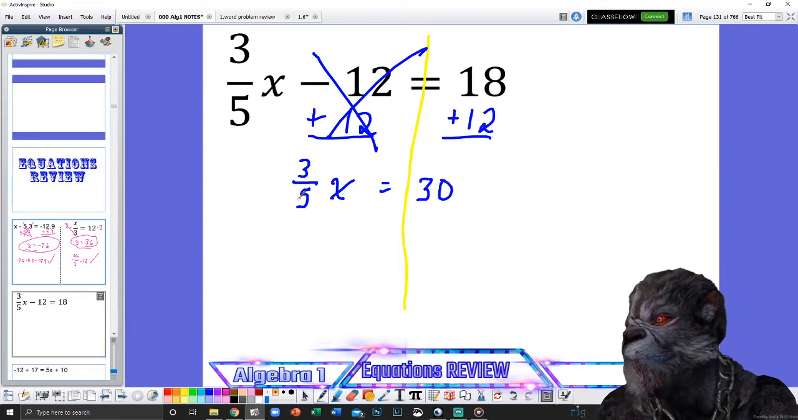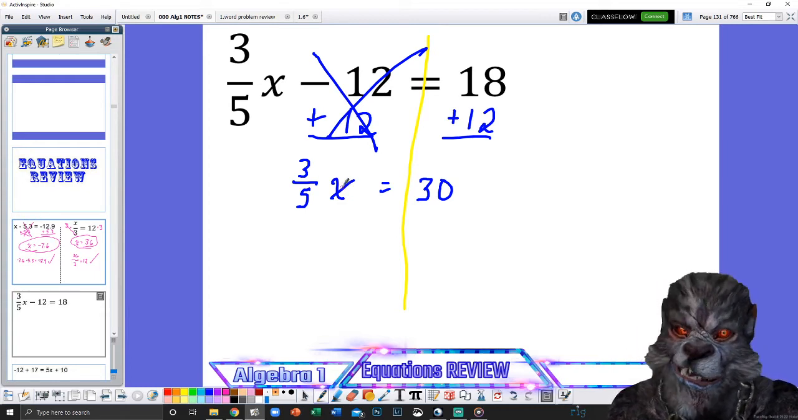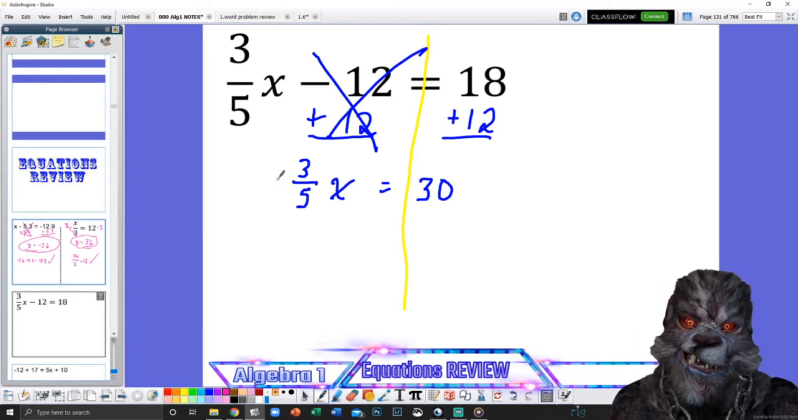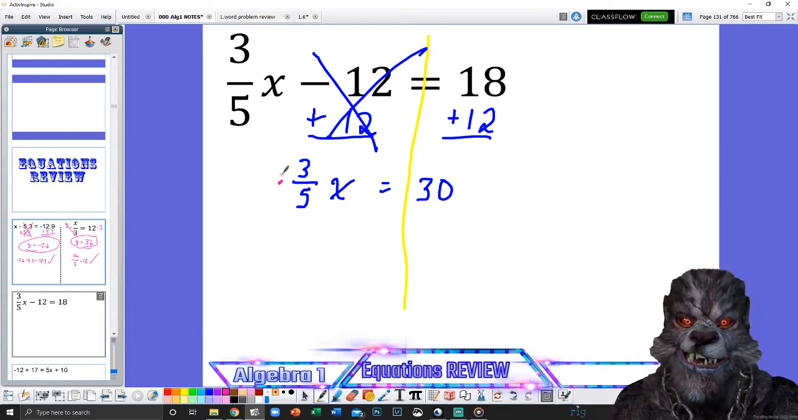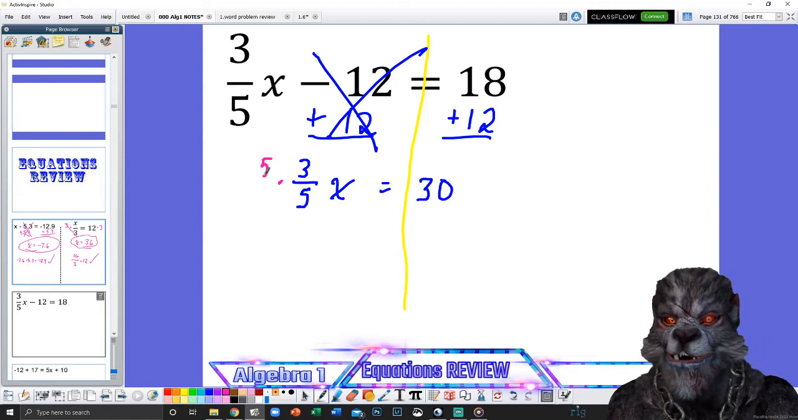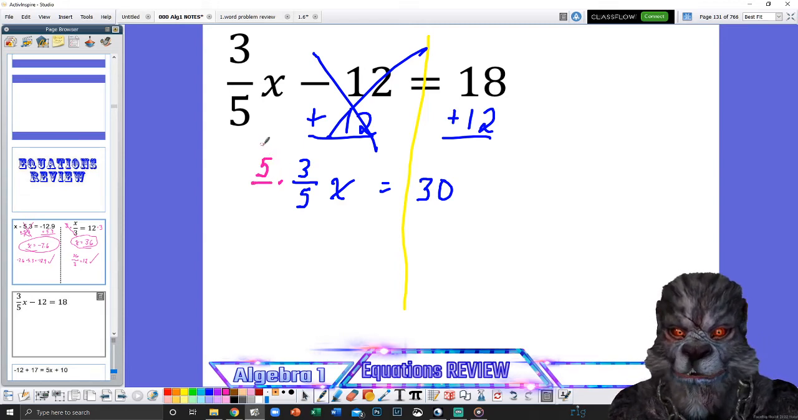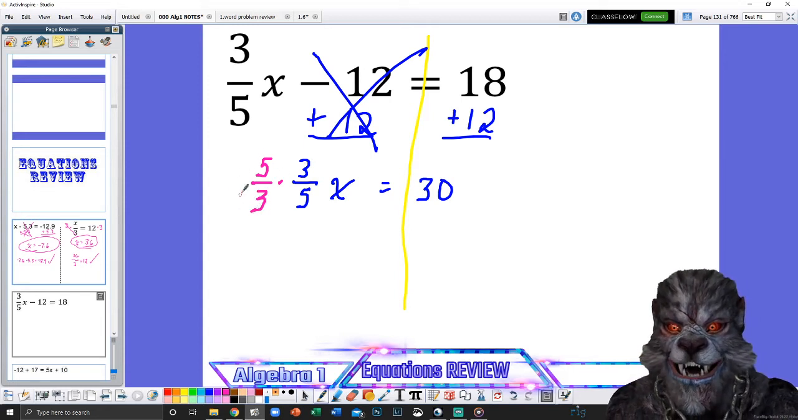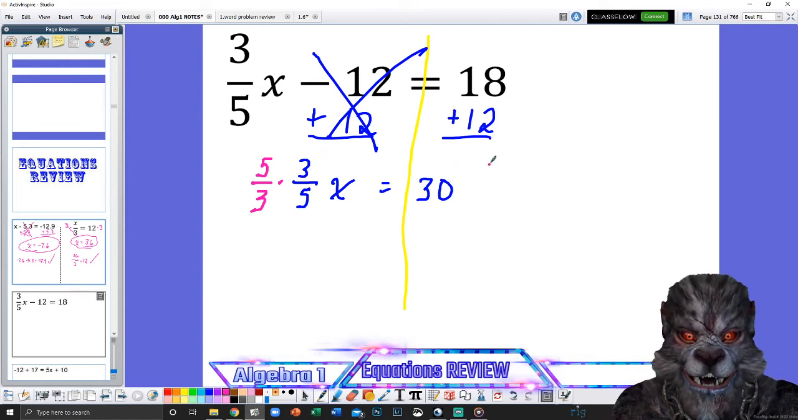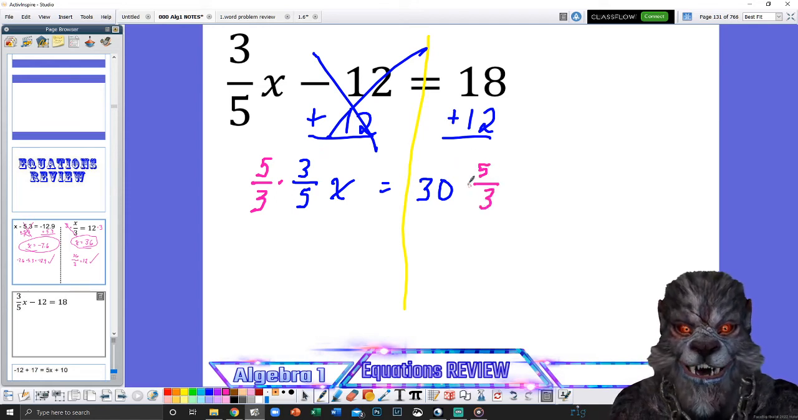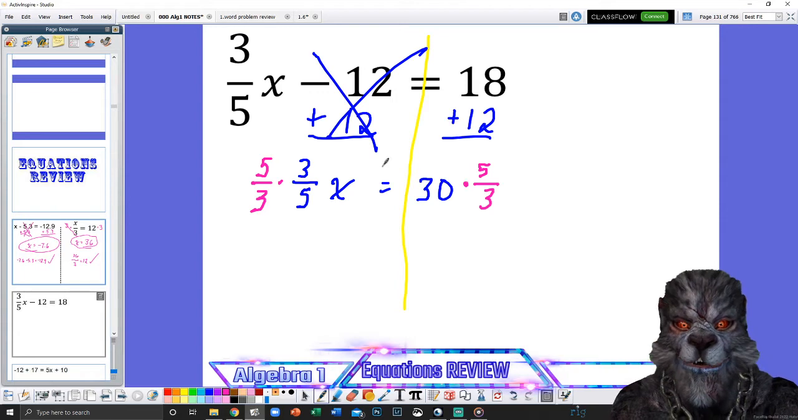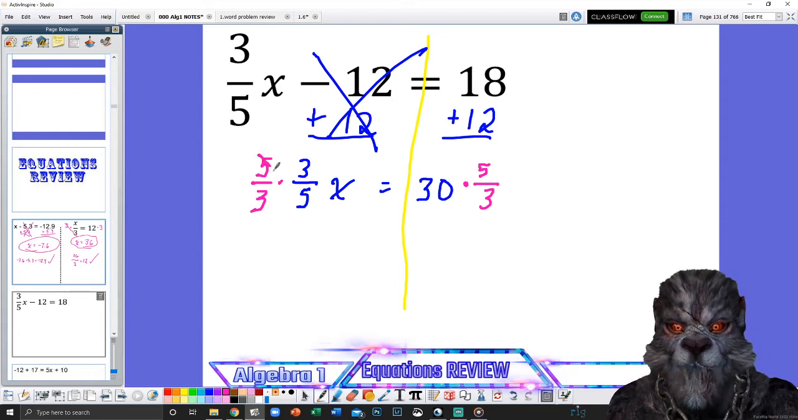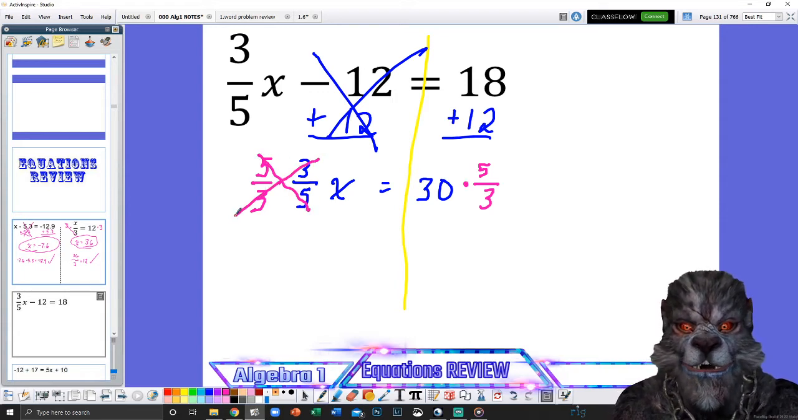Now, I see a fraction touching my letter. I do not want them touching my x. So I get so mad, I hit it, and it flips upside down. So 5 goes to the top, that 3 goes to the bottom. Then whatever I wrote here, 5/3, I'm going to copy it over here also, 5/3, just like that. This means multiply, remember? So 5 divided by 5 cancels, 3 divided by 3 cancels.